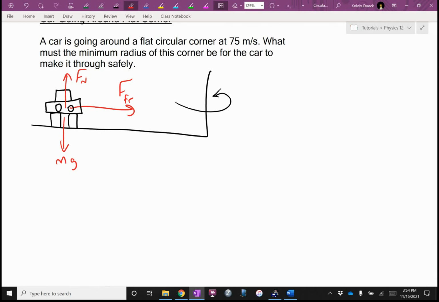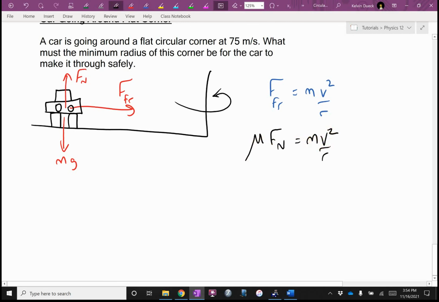What's my equation? MAC. Which version of AC am I going to use? Looks like they gave me the speed, so friction is what times what? Mu times the normal force. I don't know the normal force. Oh, but look.